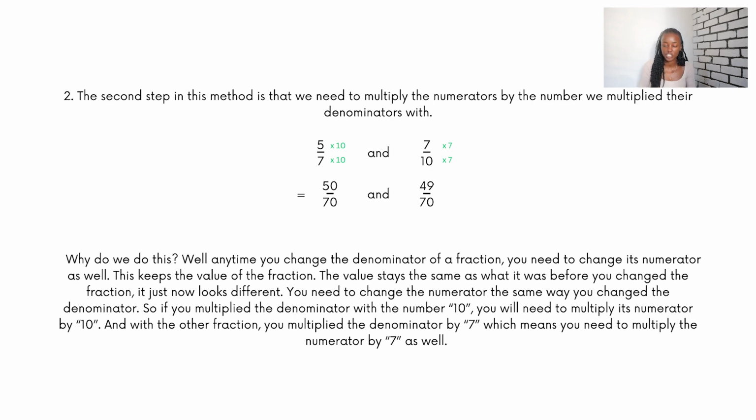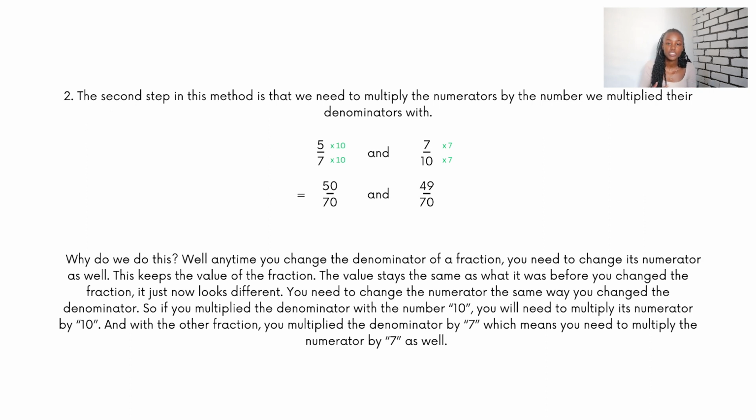So with the first fraction, we multiplied the denominator by 10. To keep the value of the fraction, we need to multiply the numerator by 10 as well. Again, with the second fraction, we multiplied the denominator by 7. To keep the value of that fraction, we need to multiply its numerator by 7 as well. That now leaves us with two fractions, 50 over 70 and 49 over 70.